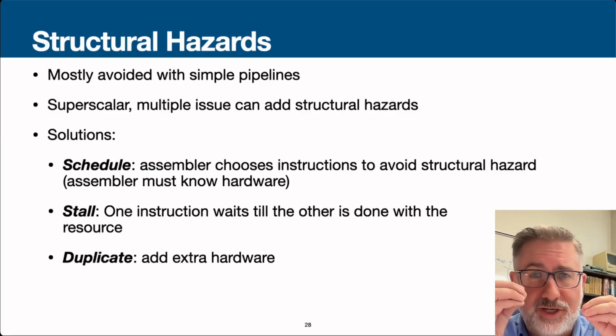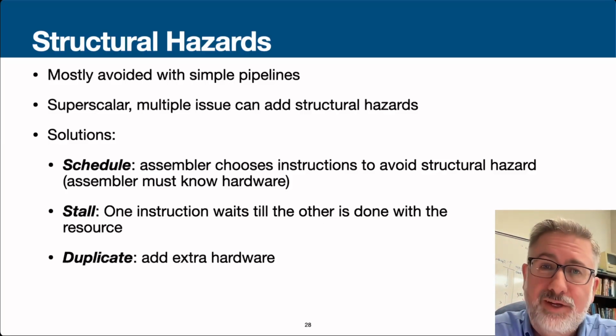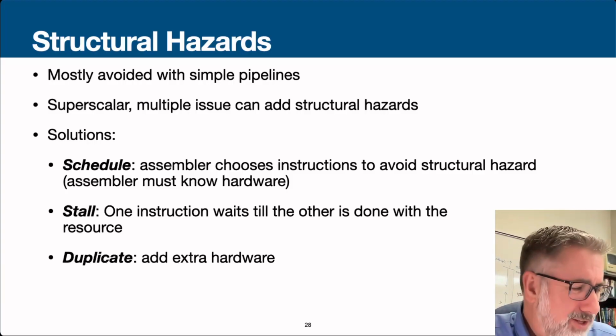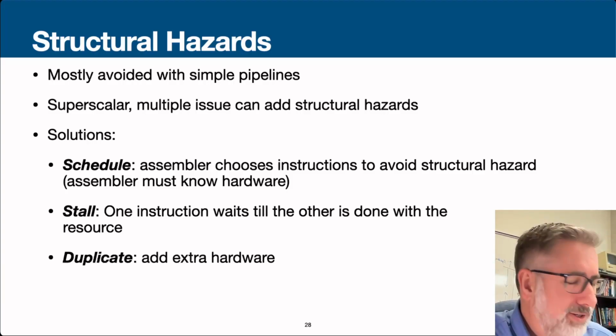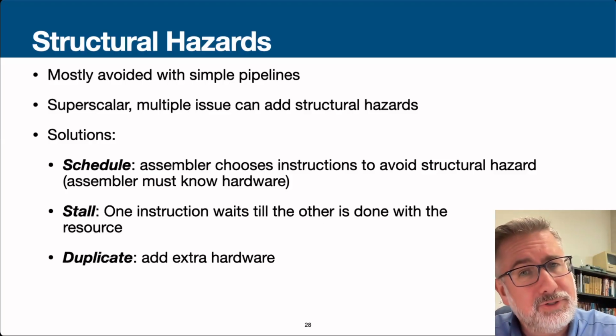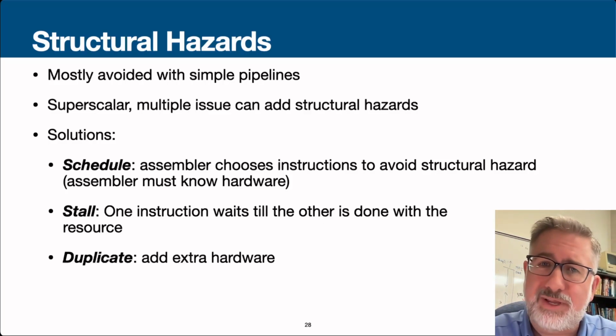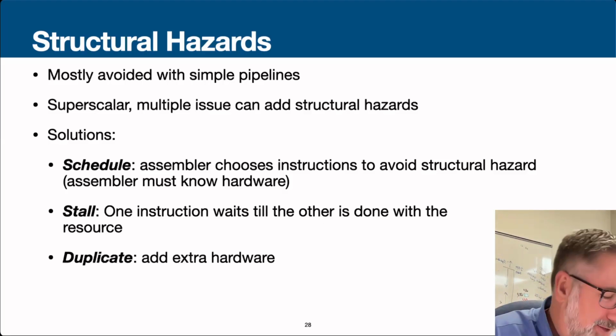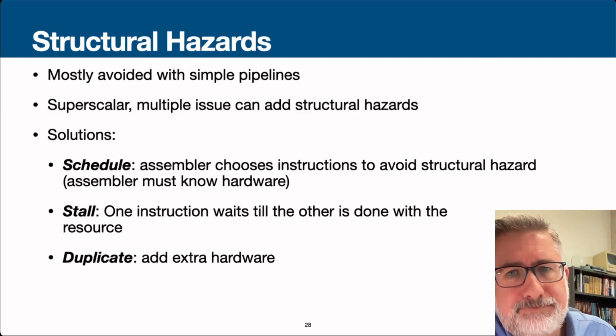And then each instruction can be issued into the structural element that might be available at the time. And again, this is a superscalar thing that we'll talk about a little bit later on. Scheduling and stalling are things that the assembler can do. Duplicating is something we have to do at design time. We can't duplicate hardware after we have built the machine, of course.